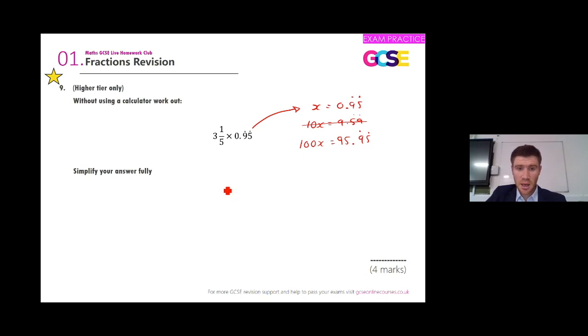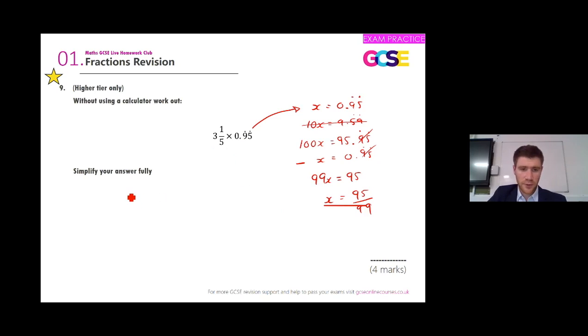The two numbers after the decimal are in exactly the same order as for x. That means I can cancel these out. If I do 100x, subtract x, I'll be able to cancel them out and I'll no longer have a recurring part of my decimal. So 99x is 100 take away 1, and the recurring parts cancel out. I'm left with 95. So what's x? Dividing by 99. 95 over 99, and then you're going to multiply it by 3 and 1/5.